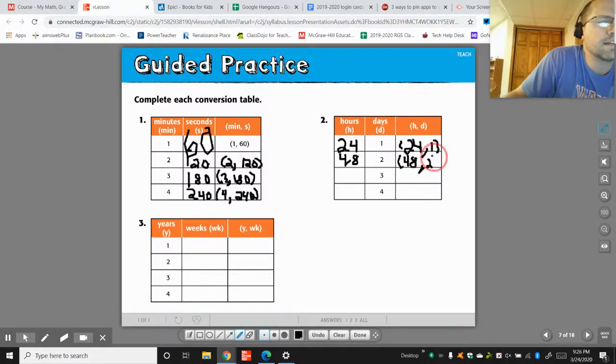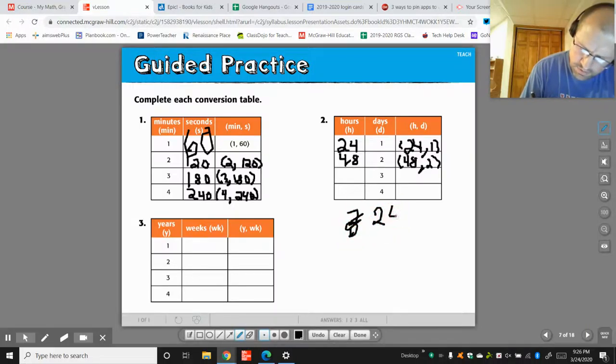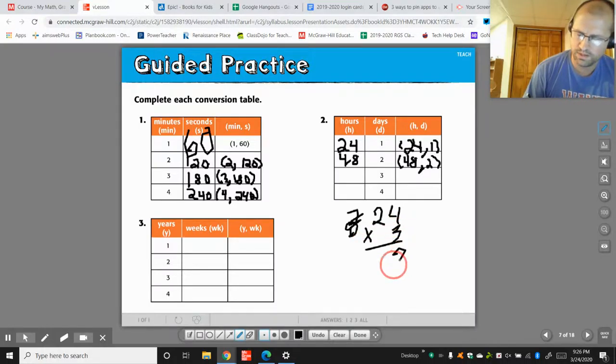Let me try something. I think I got an idea. I think I can write this on my tablet. 24 times 3. 4 times 3 is 12. Plus 1. 3 times 2 is 6, plus 1 is 7. So that makes 72 hours. So then parentheses 72, comma, 3.